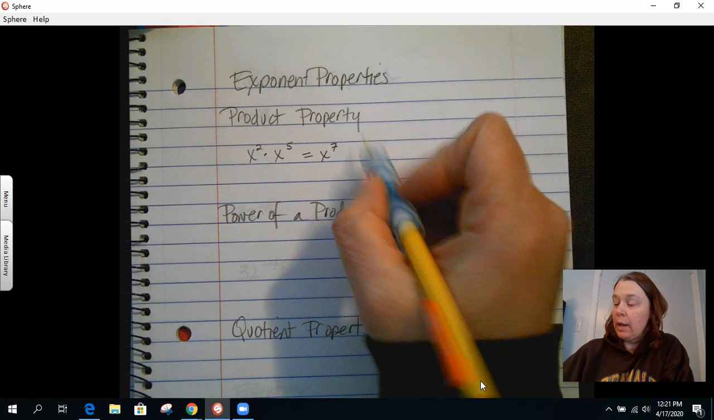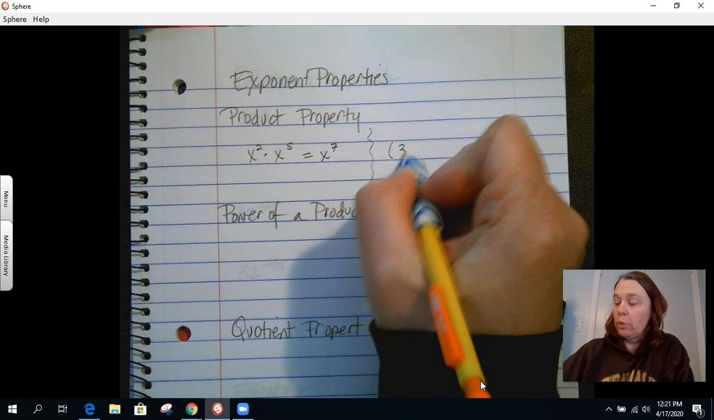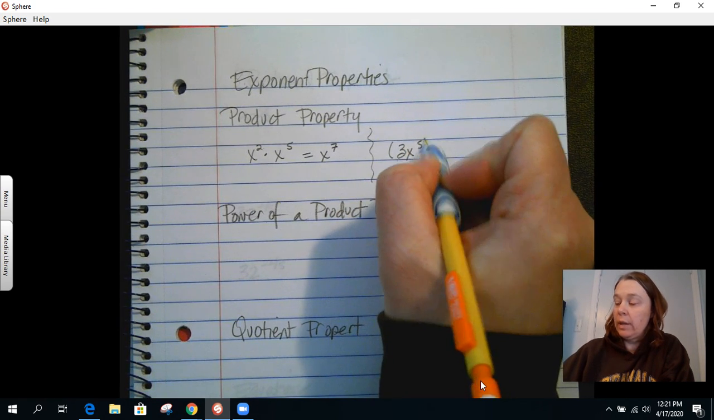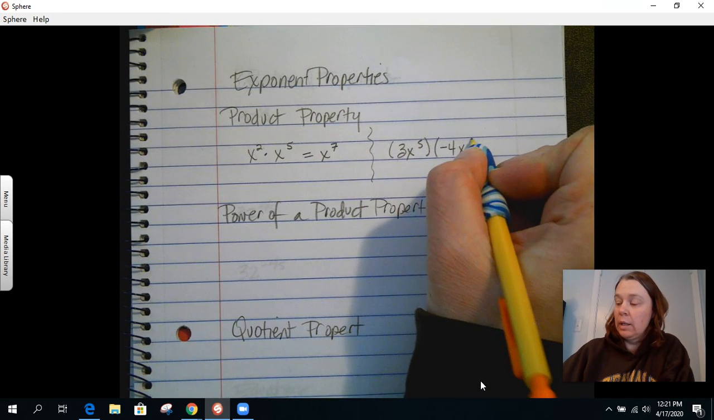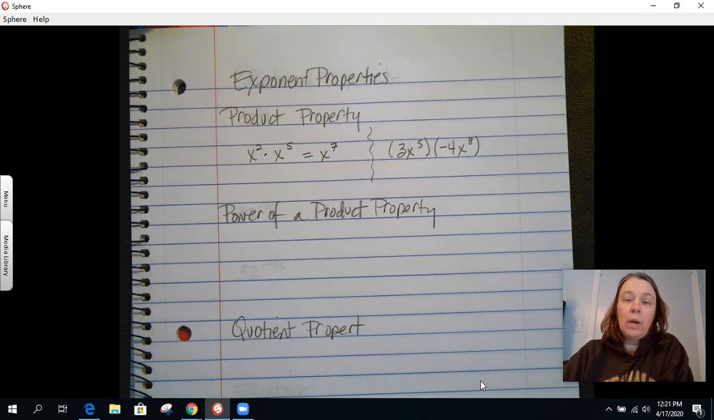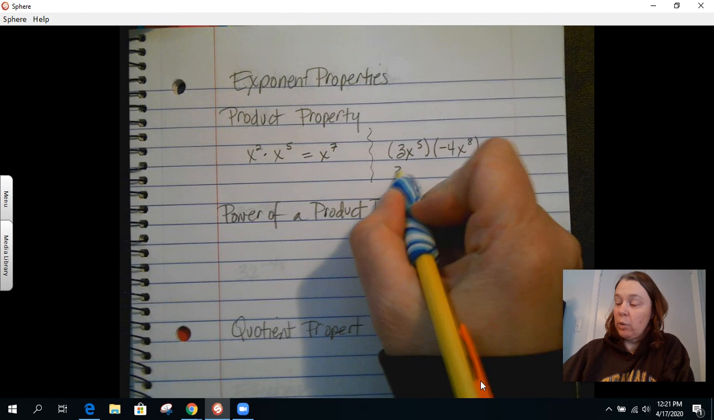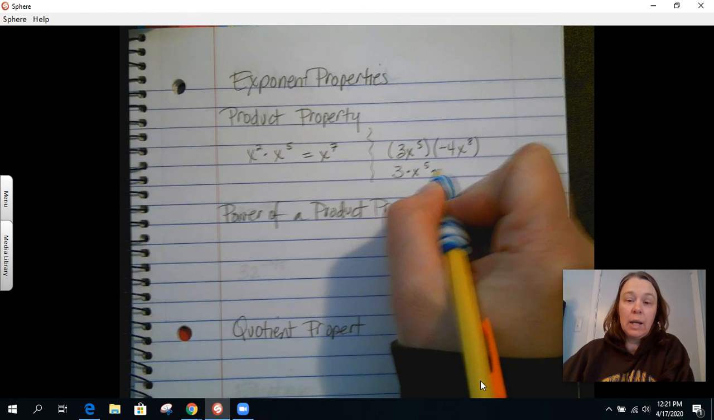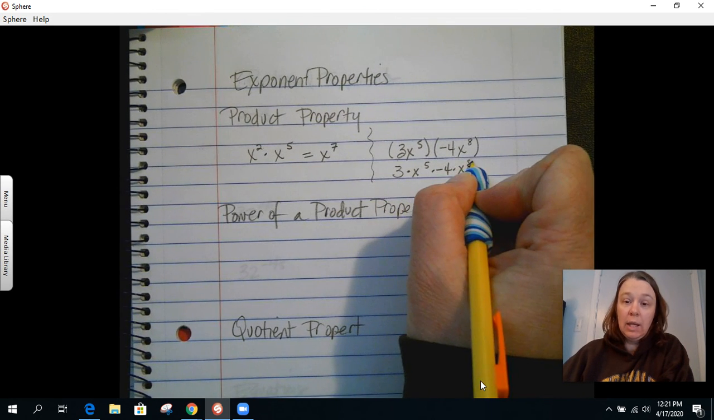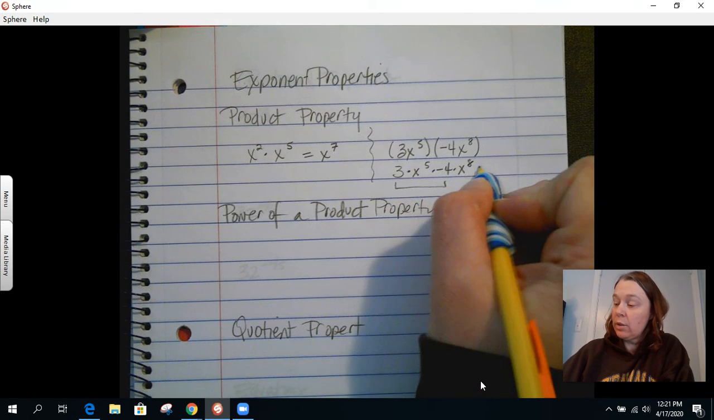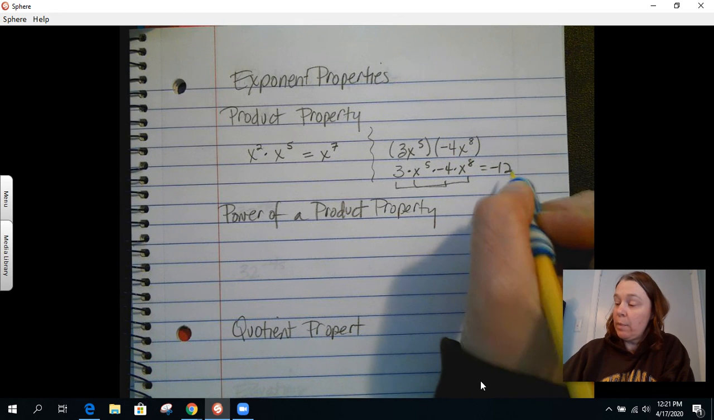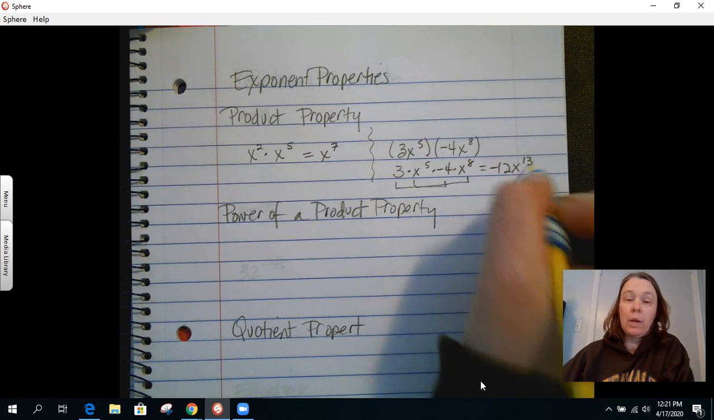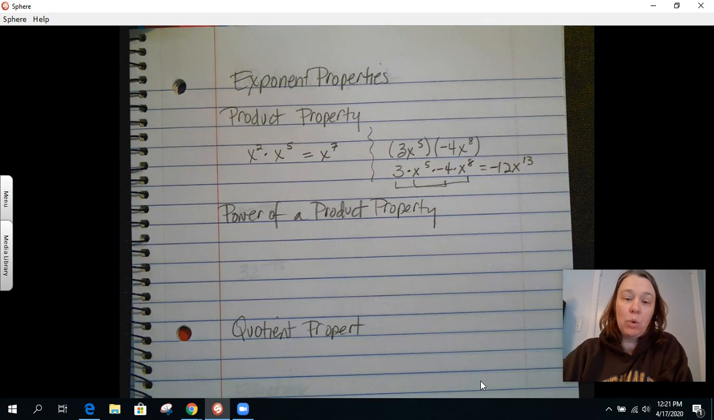If I had something like 3x to the fifth times negative 4x to the eighth, I would just treat that they're all being multiplied together. So this is like having 3 times x to the fifth times negative 4 times x to the eighth. And then I could multiply these together, so negative 12. And then when I multiply these, the same base together, that would be x to the 13th. Okay, so multiplying things with the same base, add the exponents.